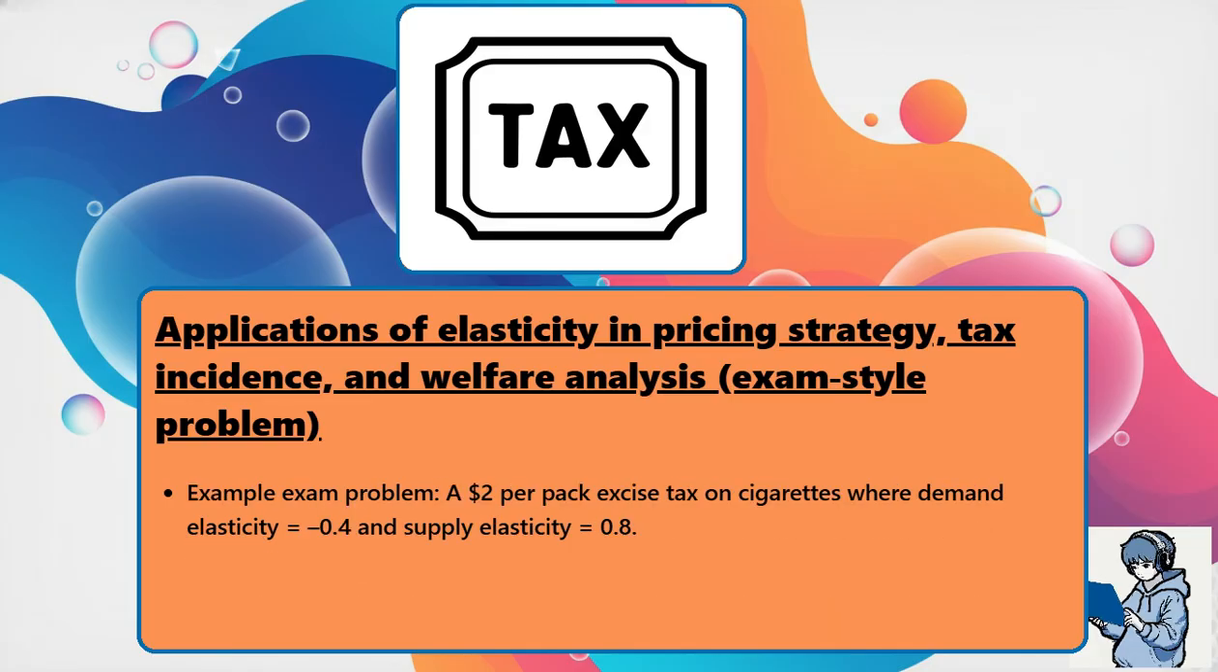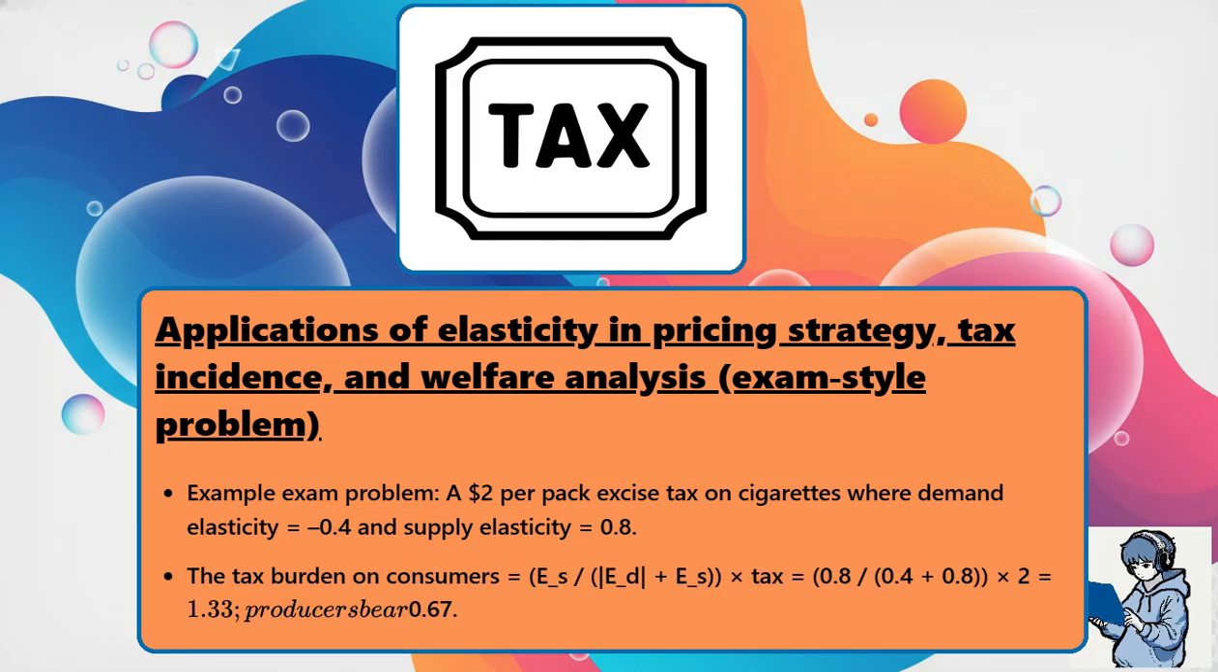Example exam problem: a $2 per pack excise tax on cigarettes, where demand elasticity equals -0.4 and supply elasticity equals 0.8. The tax burden on consumers equals E sub S divided by the sum of the absolute value of E sub D and E sub S, times the tax, which is 0.8 divided by the sum of 0.4 and 0.8, multiplied by $2, equals $1.33.